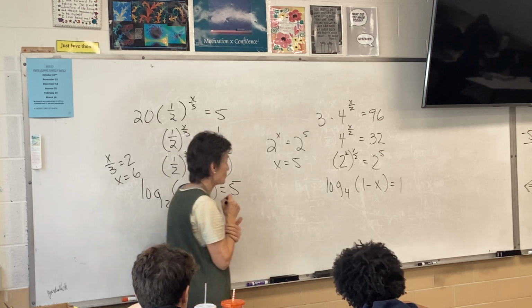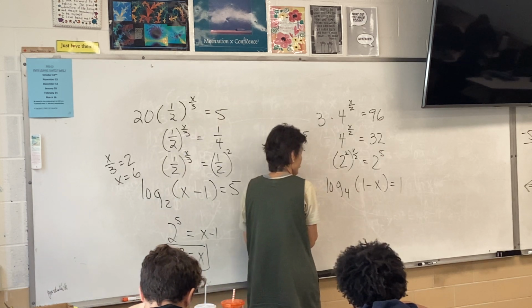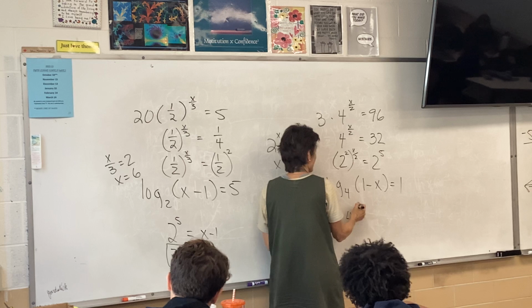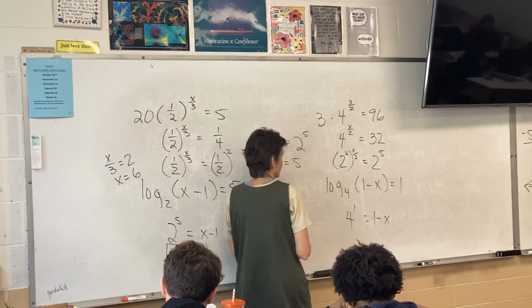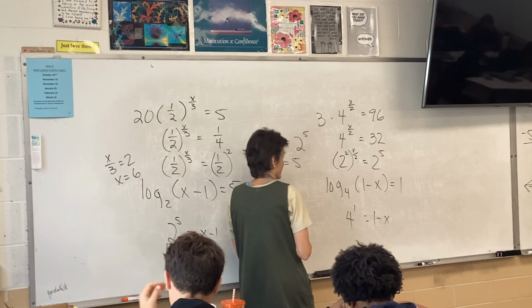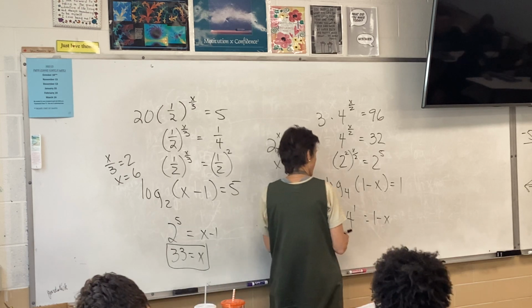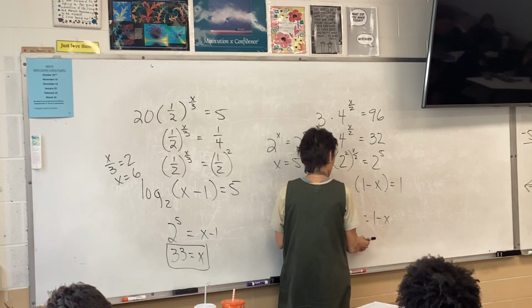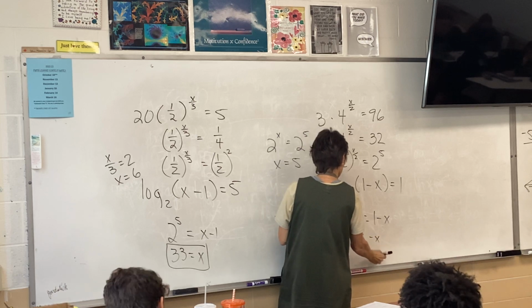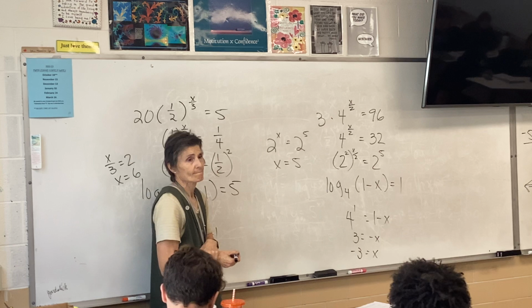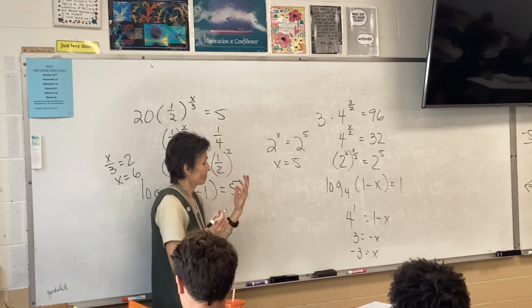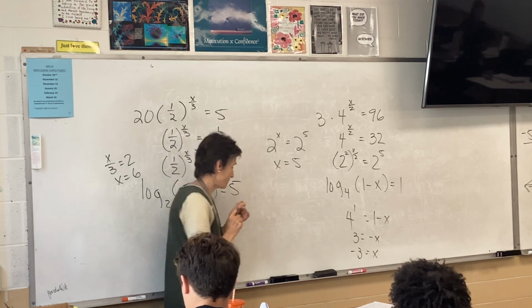All right, last one, here we go. What's this gonna be? 4 to the 1st equals 1 minus x. So it looks like, oh my, x is negative 3. All right, back to 1.